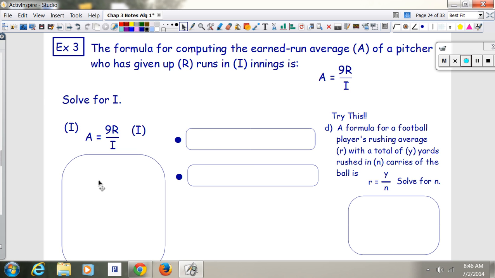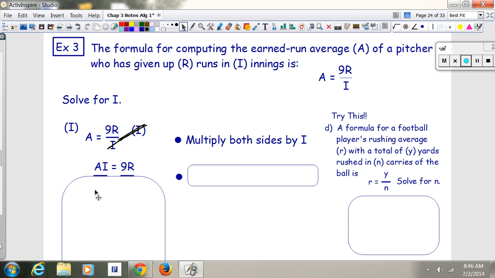So the first thing I would do is get rid of the fraction. I would multiply both sides by the I because I don't want the I on the bottom. I can't get it by itself if it's on the bottom. So what that's going to do is cross cancel it from the right side and bring it to the left. So the first thing we did was multiply both sides by I. That got rid of the fraction. That's all that did. Now you're going to see an A times an I and a 9 times an R. Now there's no fraction.